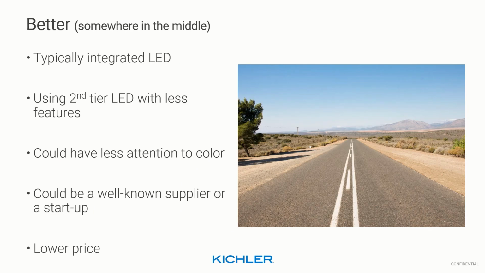The middle, or better level, is an integrated product with LED that may be of secondary quality or performance. They might also be simply an older version of LED. It could be manufactured by a quality supplier, but is a bit less efficacious than their premier models. They may pay less attention to color. You never know, and you might need to ask more questions here.